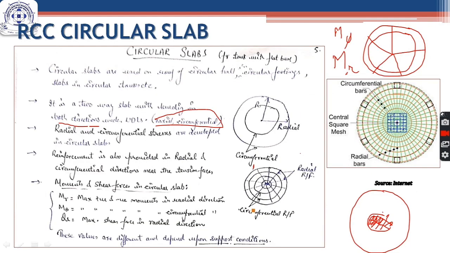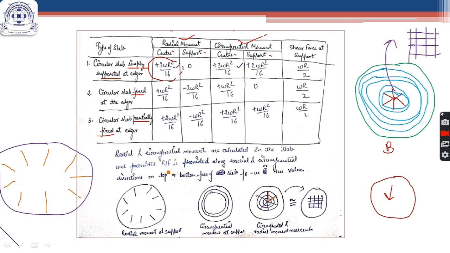So look at this diagram here also. Here this is showing the circular slab which has these columns supporting it, and here the orange lines are showing the circumferential reinforcement, the green lines are showing the radial reinforcement, and the square mesh has been provided at the central region also because there are large moments in the central portion. So this is how the design of circular slab is done. It is quite easy.